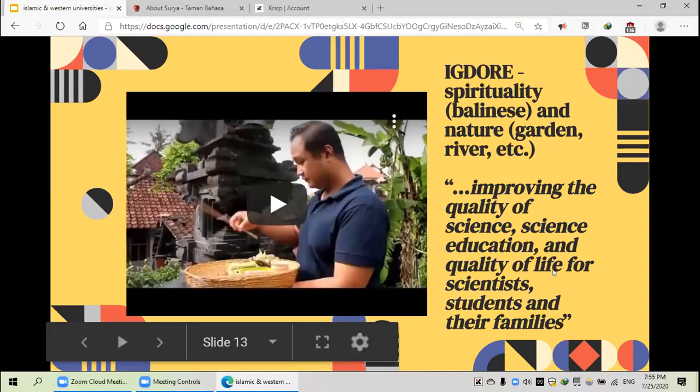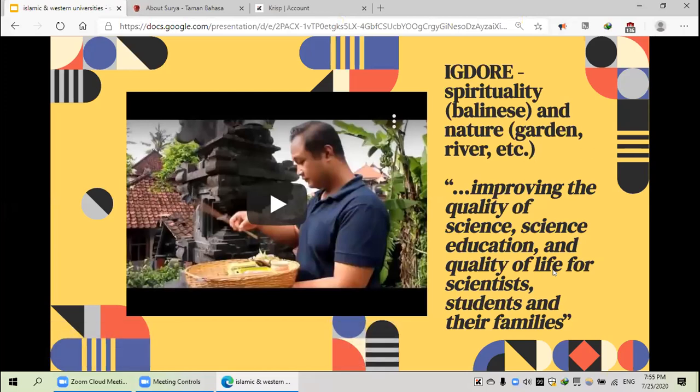Really, IGDOR is really dedicated to improving the quality of science through open science and science education. They are against bullying, against unnecessary or undeserved hierarchy, and a lot of negative things which are occurring in the scientific world at the moment. Yeah, false prestige because of impact factor and all that. Also, this is really important, and they are really true to their words in terms of improving the quality of life for scientists, students, and families.